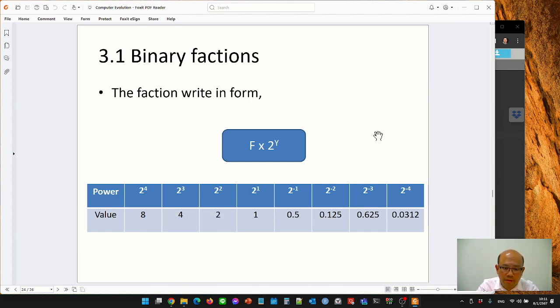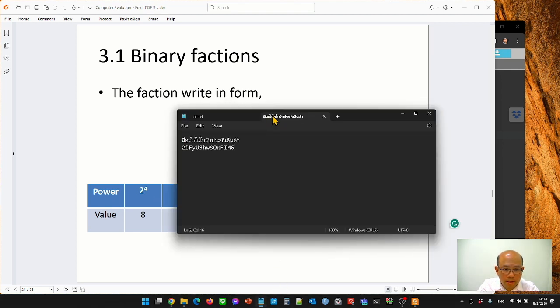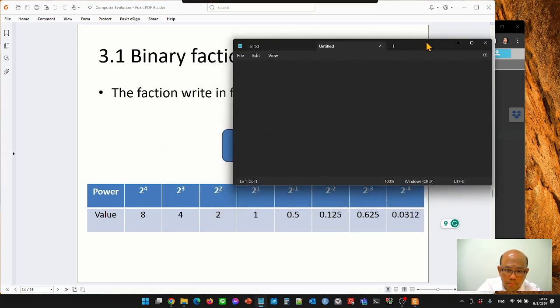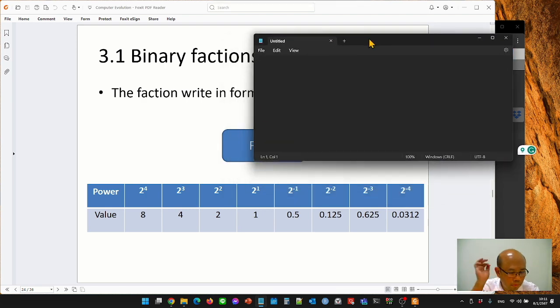In binary, we know the weight of each digit is in the form 1, 2, 4, 8, and so on. This is the weight of each digit. For example, I write the number 1011.